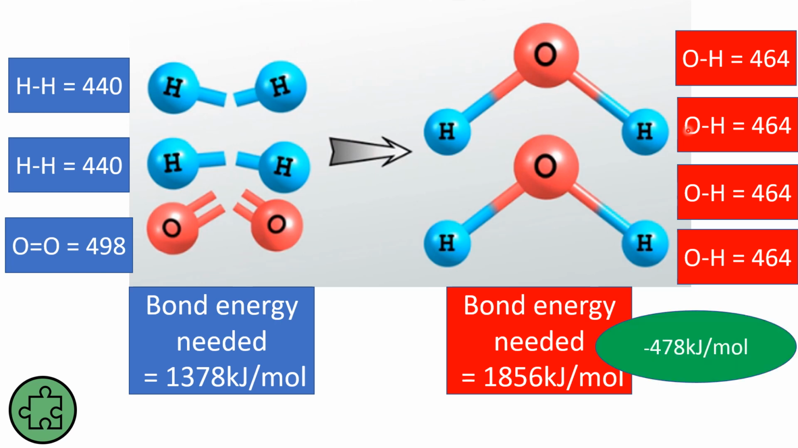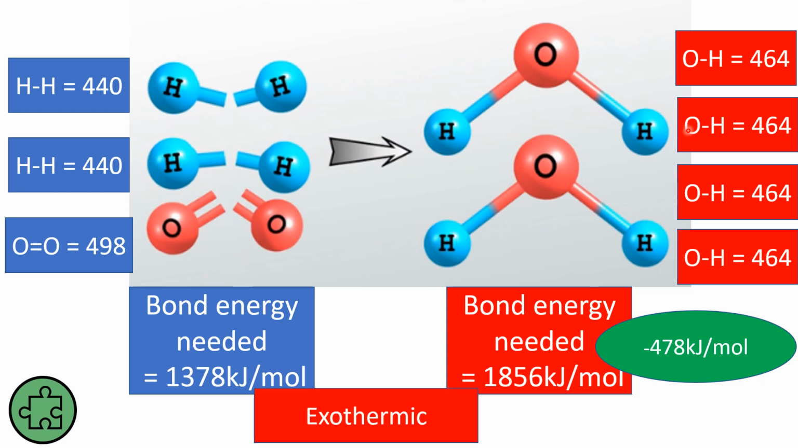If I do the calculation, I end up with minus 478 kilojoules per mole, which means it's an exothermic reaction. You do not need to know these numbers. You will be given these numbers in the exam. It's just up to you to recognise how many you've got.